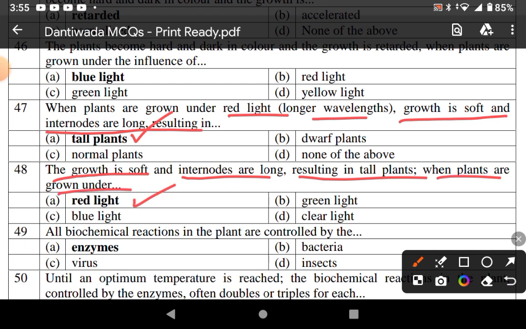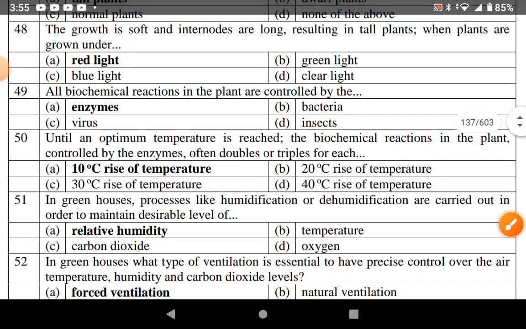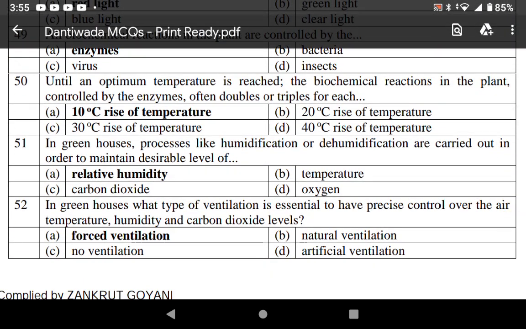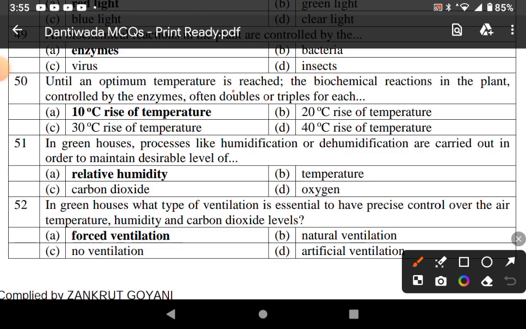All biochemical reactions in plants are controlled by enzymes. Until an optimum temperature is reached, biochemical reactions in the plant controlled by enzymes often double or triple for each 10 degrees Celsius rise of temperature.